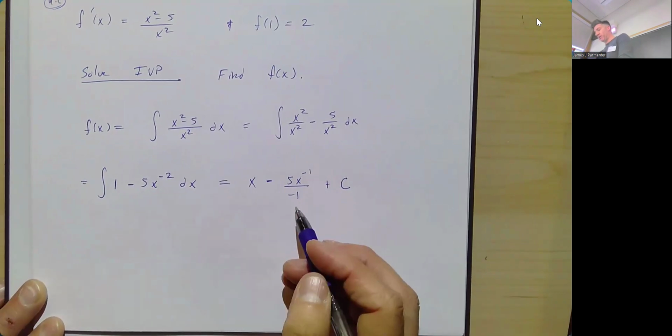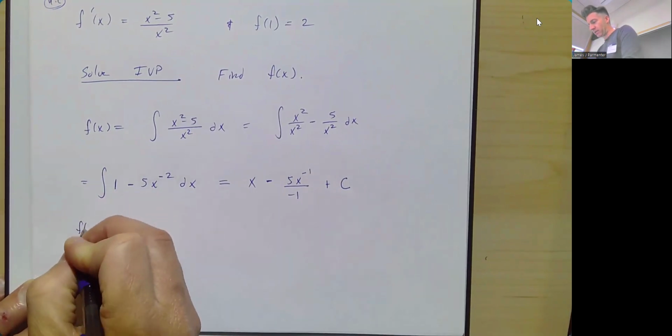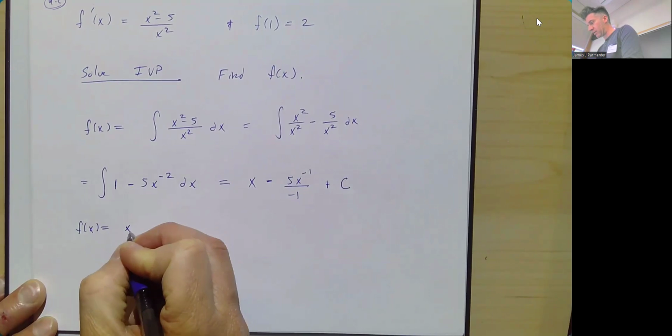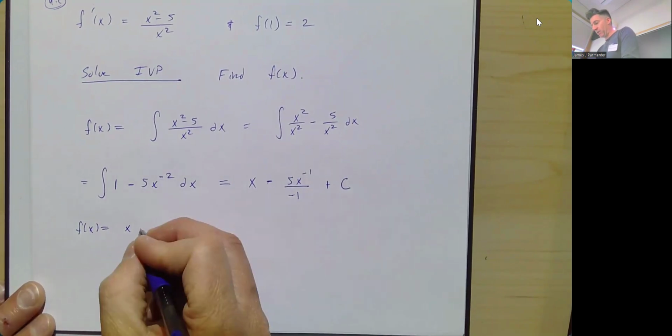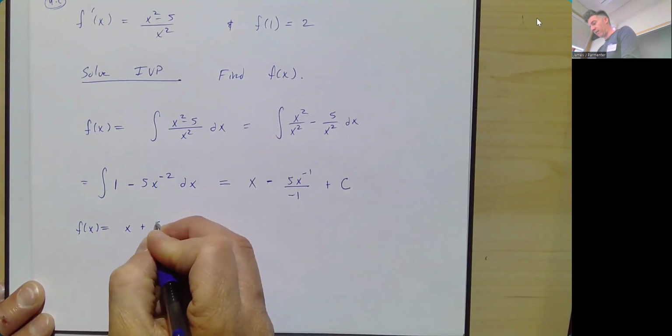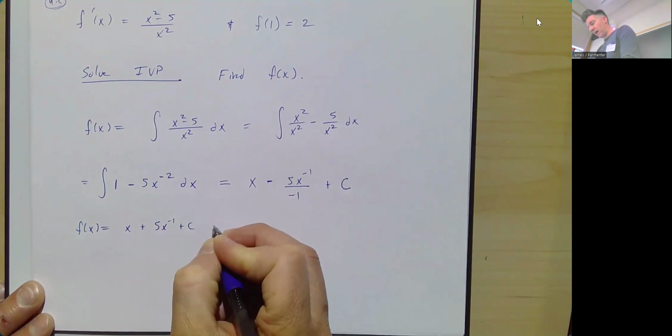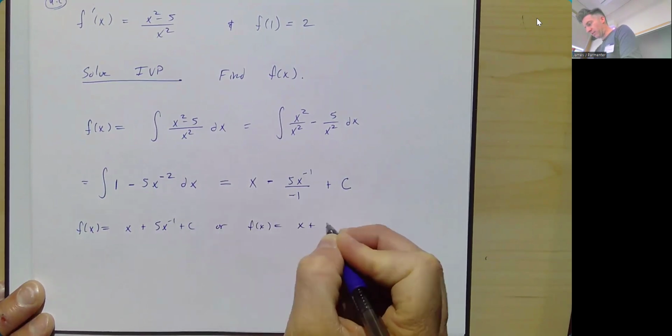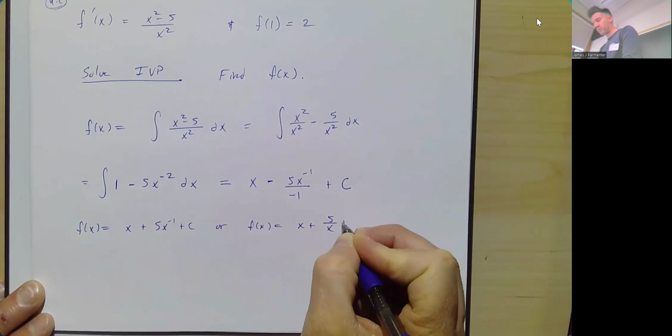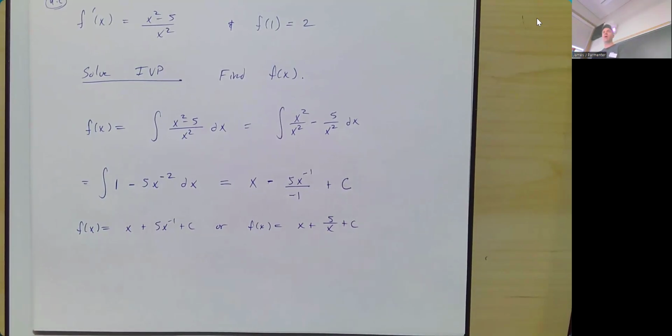So I would simplify this. I would say that f of x is equal to x. Negative 5 divided by negative 1 is positive 5. And instead of writing plus 5x to the negative first, I would probably prefer to write it as x plus 5 over x plus c, although either way is probably fine.